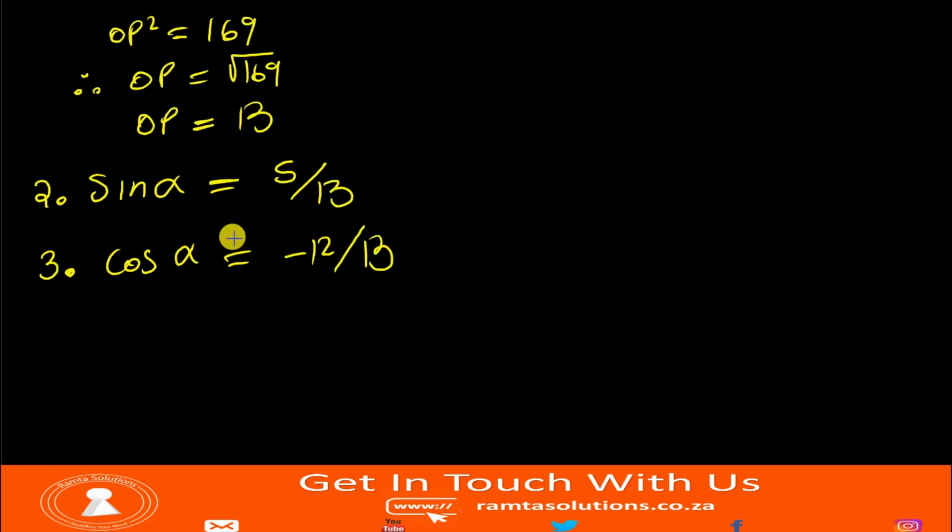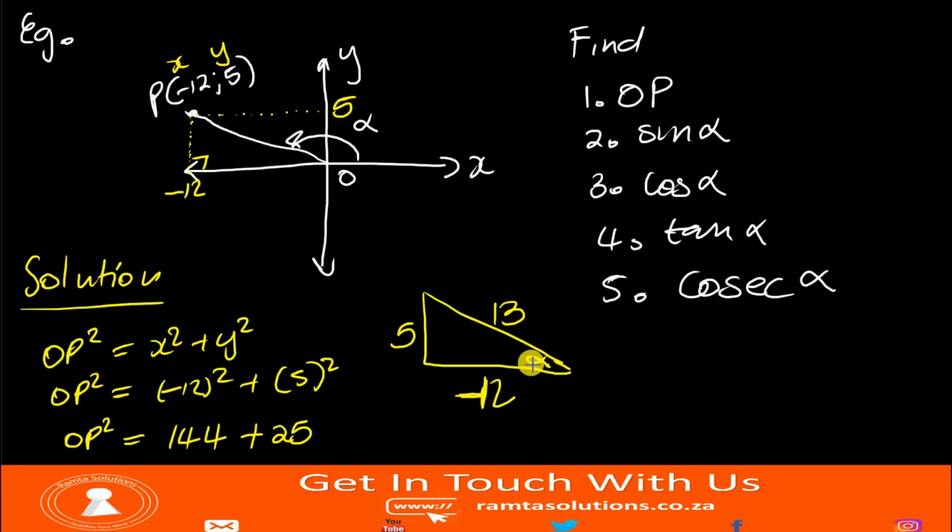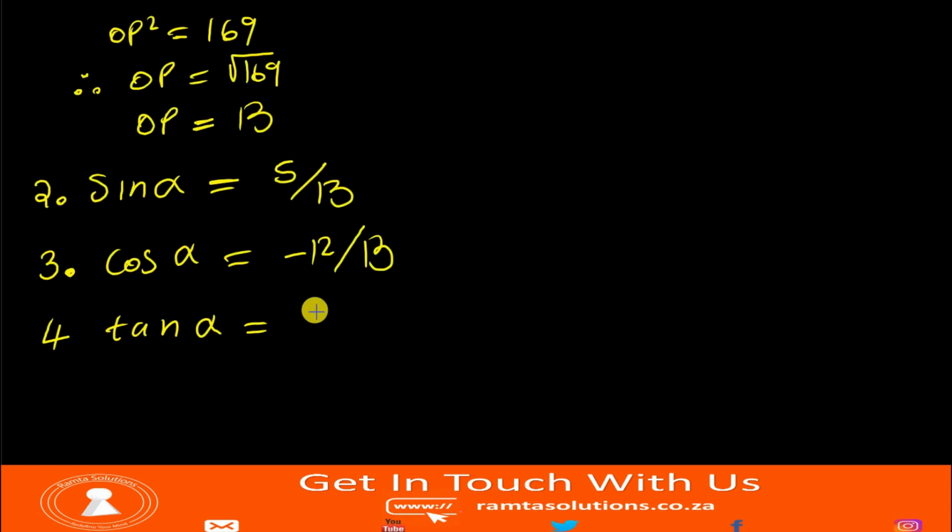Now, tan alpha. Tangent is opposite over adjacent. What is the opposite? It's 5. What is the adjacent? Negative 12. So it's 5 over negative 12, which we can say is negative 5 over 12. It's okay like this.